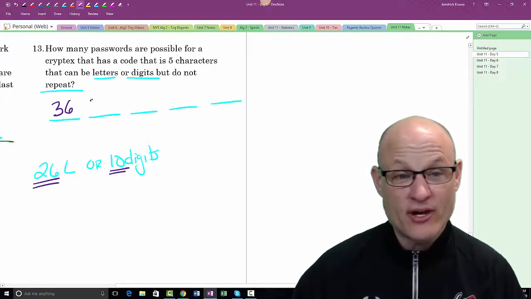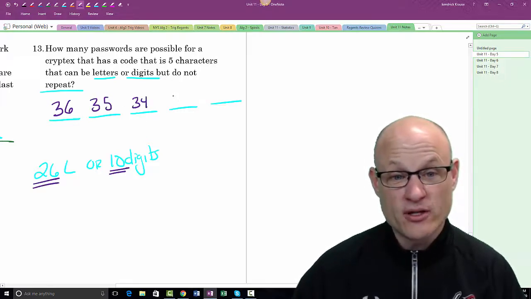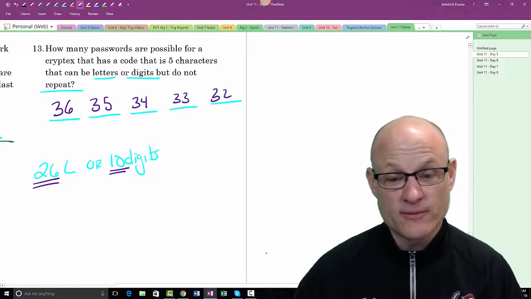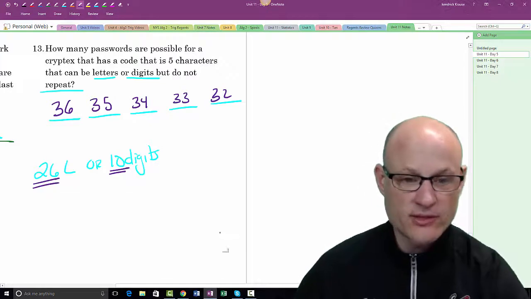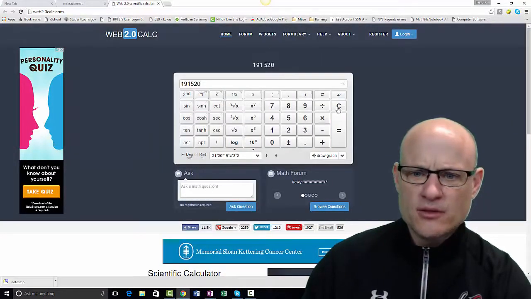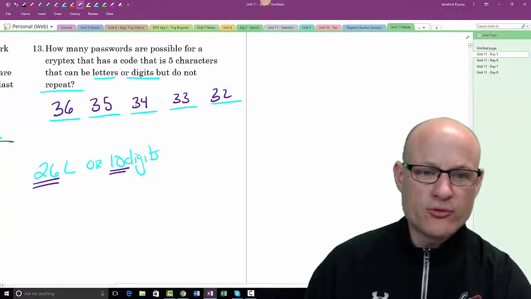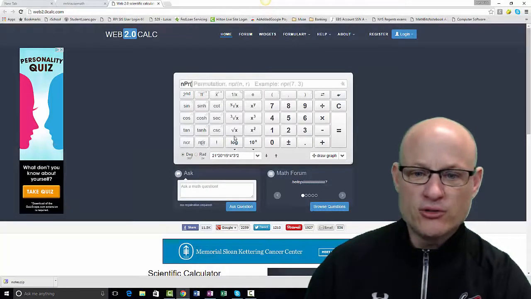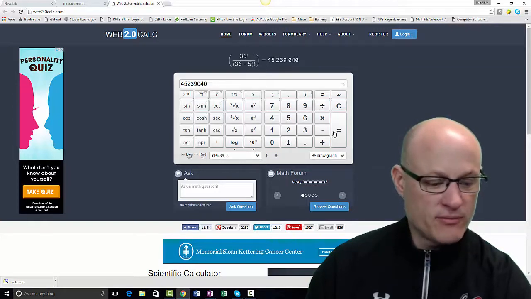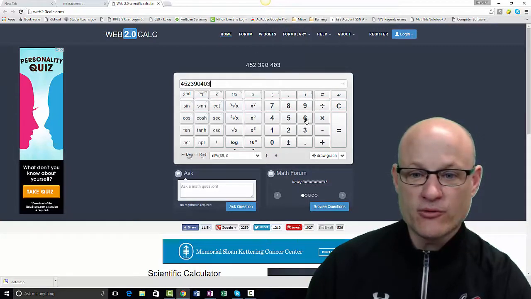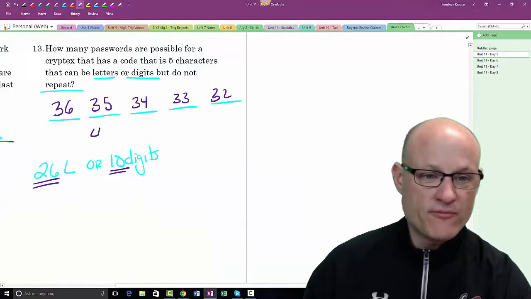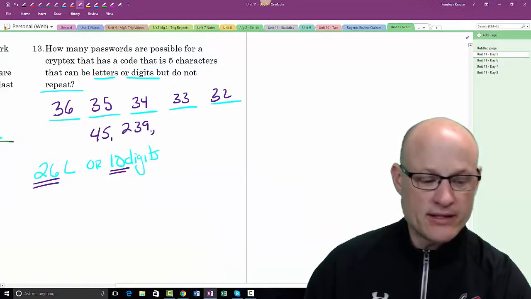But since repetition is not allowed, I only have 35 for this one, 34 for this one, 33 for this one, 32 for this one. Let me grab my calculator. By the way, let me show you another way to do this. I could do 36 choose 5. I believe that'll be the same number. 45,239,040. If you don't believe me, do 36 times 35 times 34 times 33 times 32. 45,239,040.